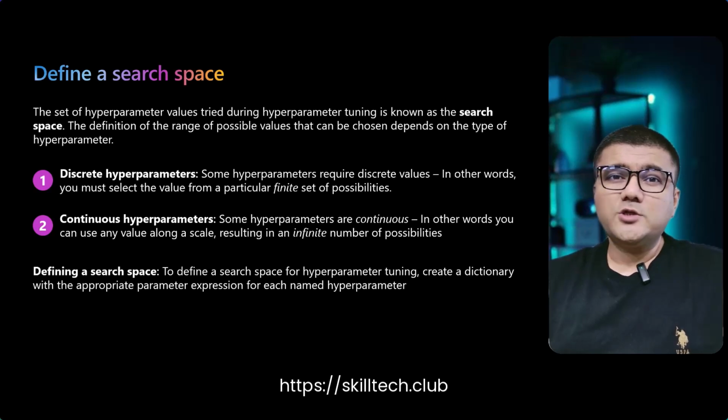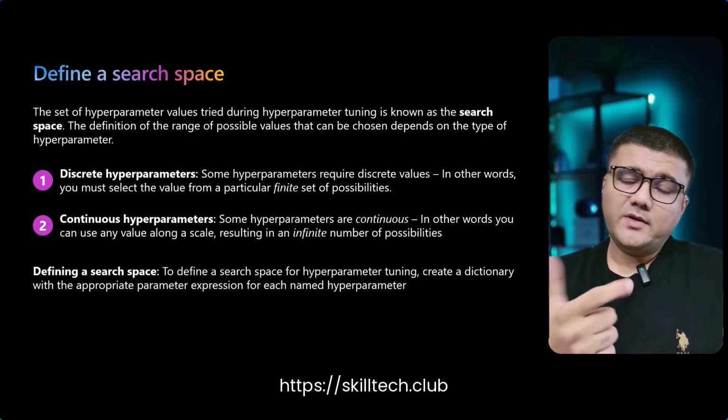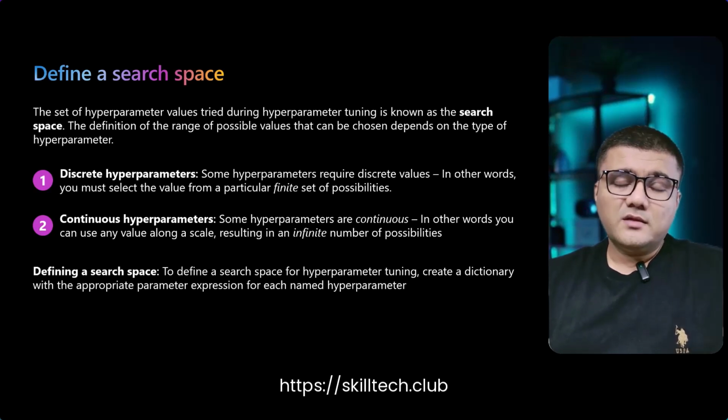Now, understanding hyperparameter tuning requires multiple terms which you need to understand. Up to this point, you understood what hyperparameter tuning is and what a sweep job is. Now it's time to understand the third term, which is known as search space. The search space is basically the set of hyperparameter values which you try during hyperparameter tuning. That is what is known as search space.